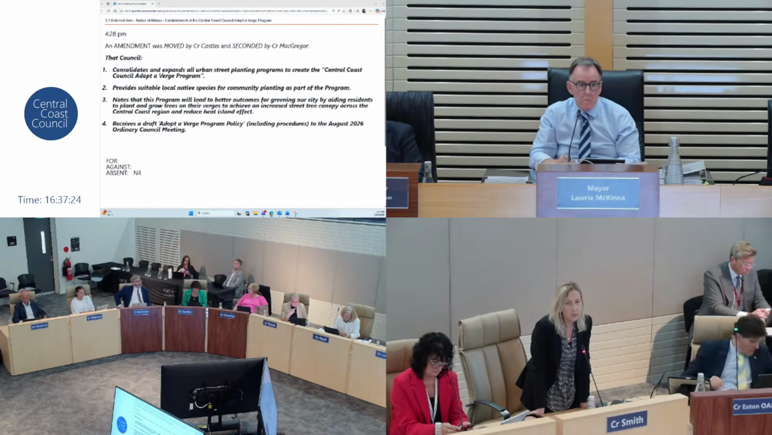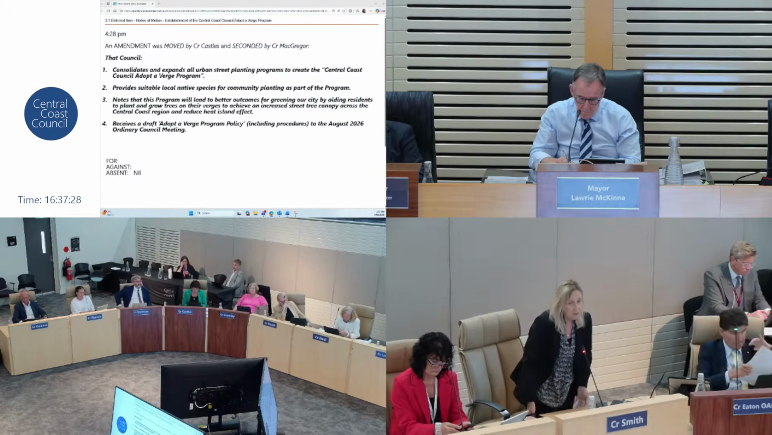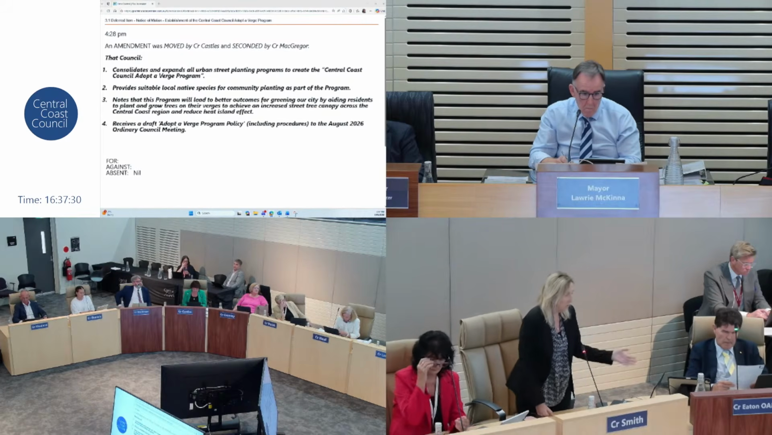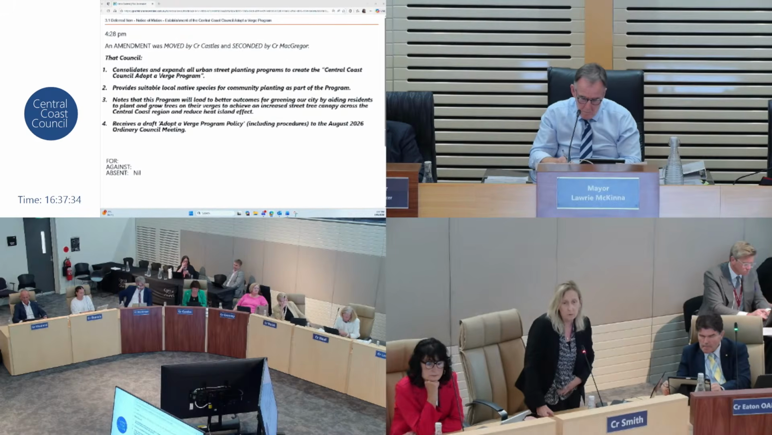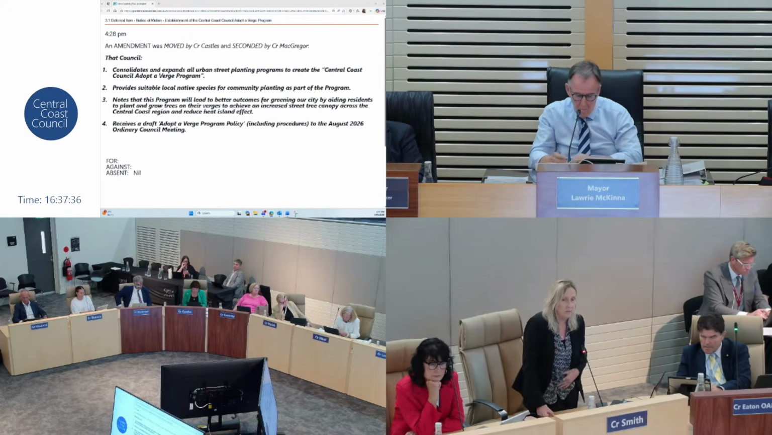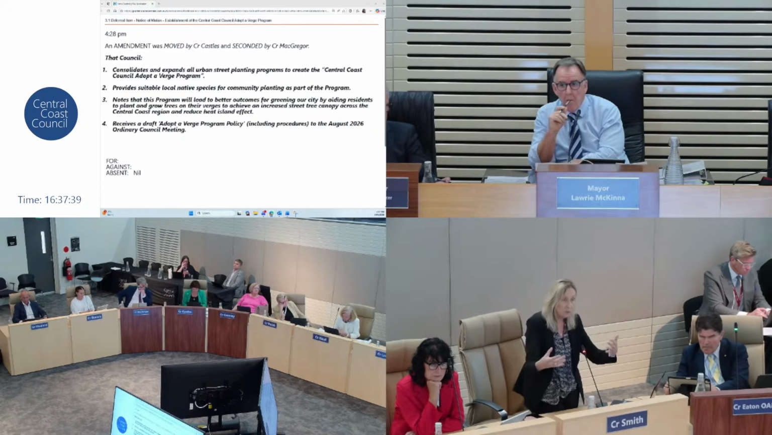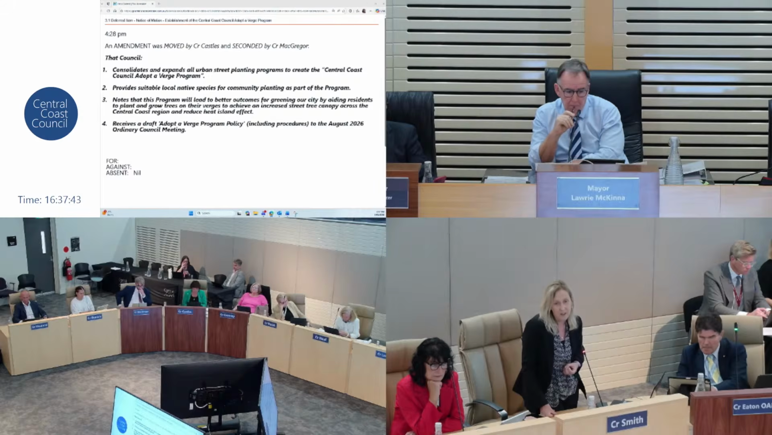Does it mean I can adopt a verge somewhere else? I actually think the name is an issue. If we just badged it as a community tree planting project, then I think there would be more scope to get some success here in the project, probably not in the chamber, but in the project itself. I do have concerns about the poor amount of funding.